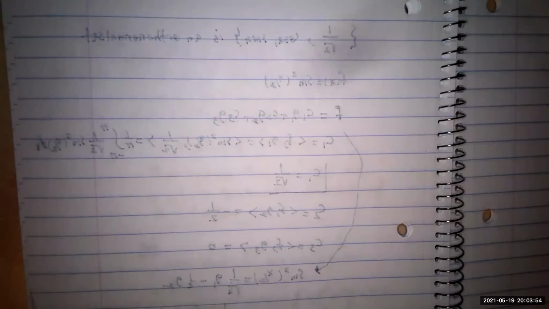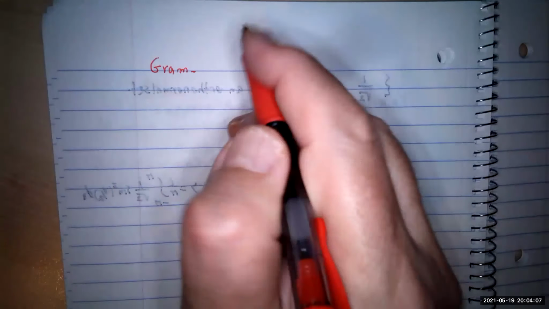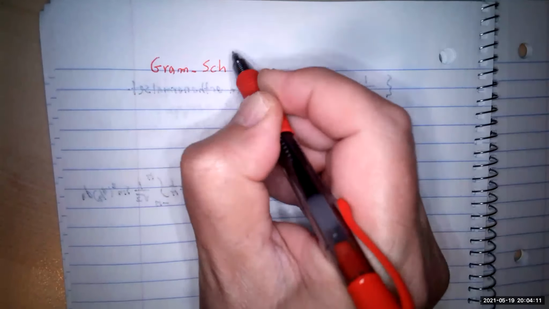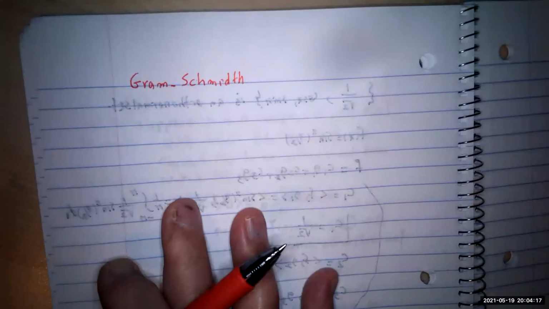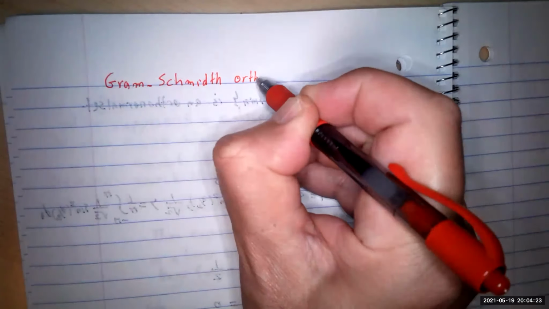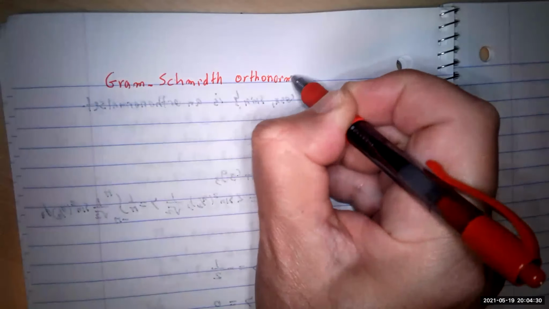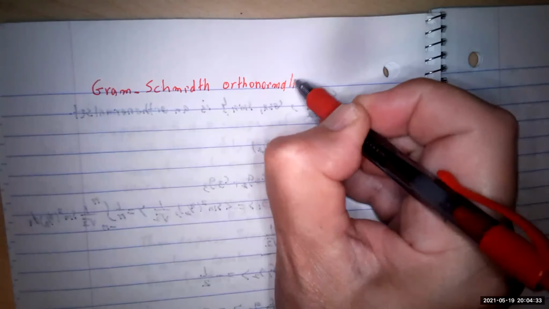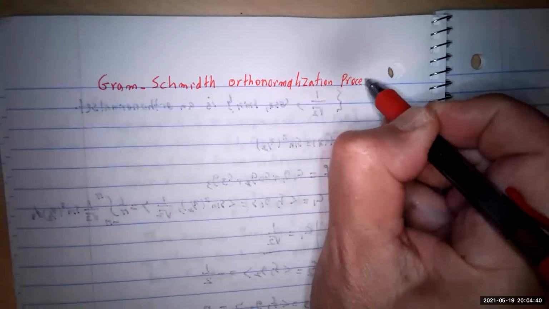So this procedure is going to be called by the names of the people. These are two mathematicians, Gram, Danish, and Schmidt. Just make sure you get the names right. They call it the Gram-Schmidt orthonormalization process. Orthonormalization means finding those vectors.